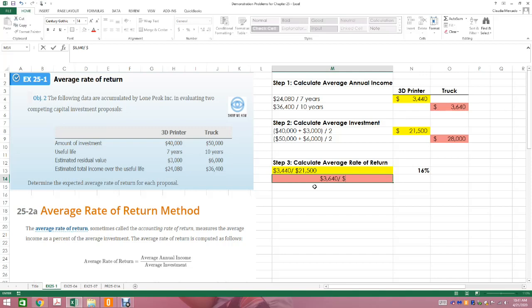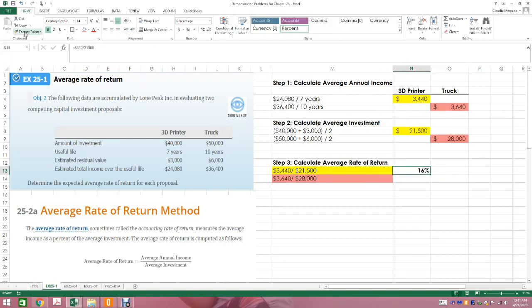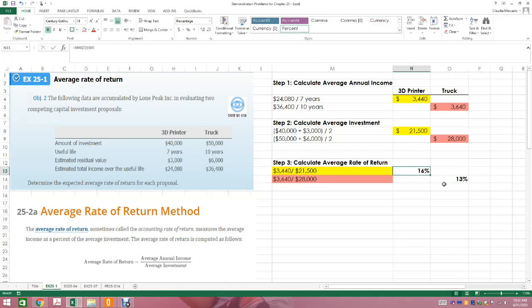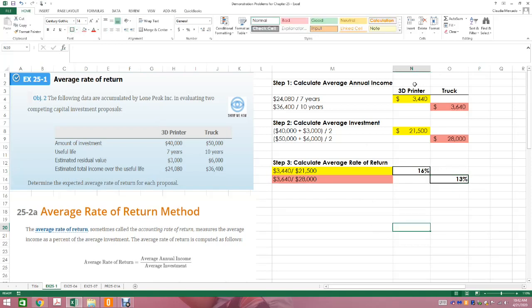divided by 28,000. Okay. Let's see what that gives us. Okay. So that's going to be 3,640 divided by 28,000. That's going to give me 13%. So these are my average rates of return. These are what we need to calculate. The 3D printer is going to give me an average rate of return of 16%, while the truck is giving me 13%. Okay, that is the requirement.